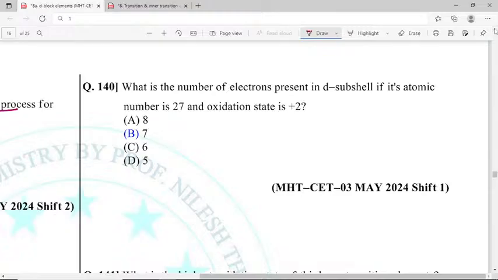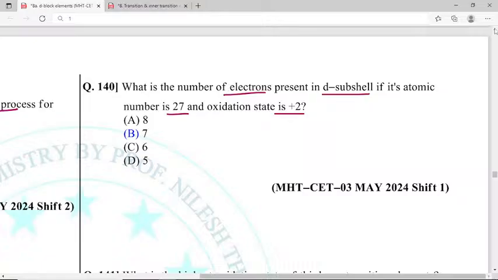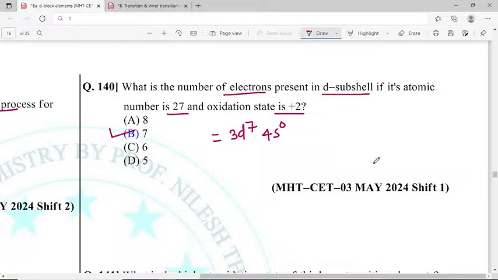Next question: what is the number of electrons present in the d subshell for atomic number 27 in oxidation state plus 2? So this is 3d7 4s0, so 7 electrons are present in the d subshell.